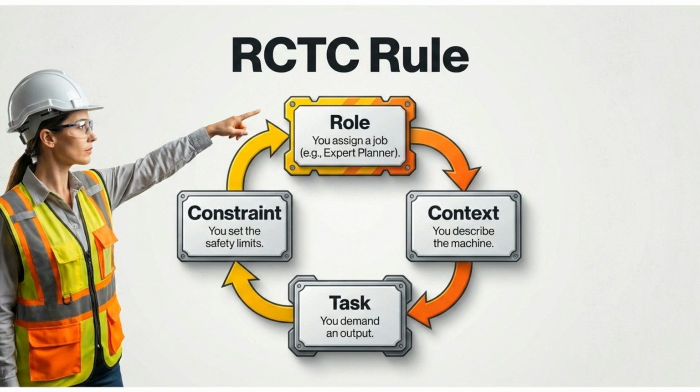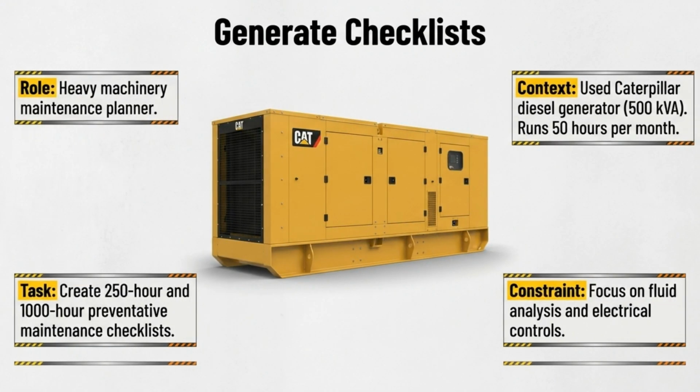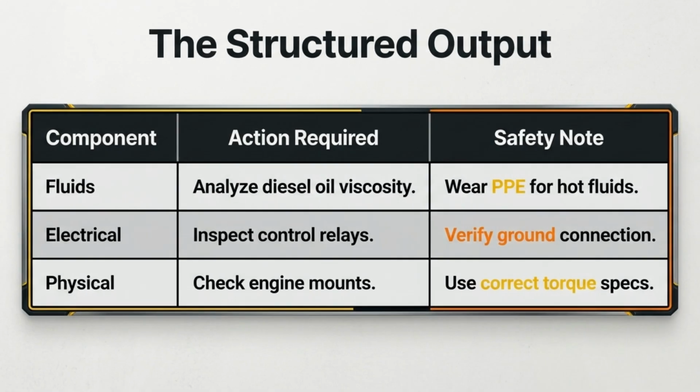We use the RCTC rule to guide our AI interactions: define the role, set the context, clearly state the task, and establish constraints for safety. For example, when generating maintenance checklists, we specify the machine, its usage, the required intervals, and our specific safety focus. This approach results in a structured output that categorizes components, defines required actions, and includes essential safety notes.